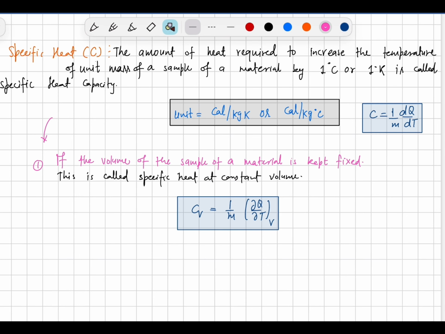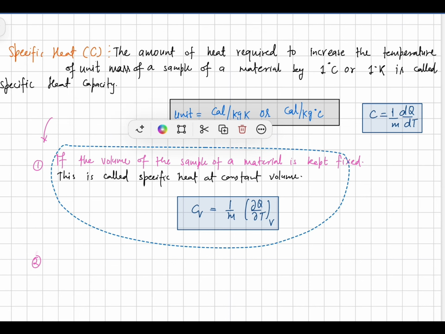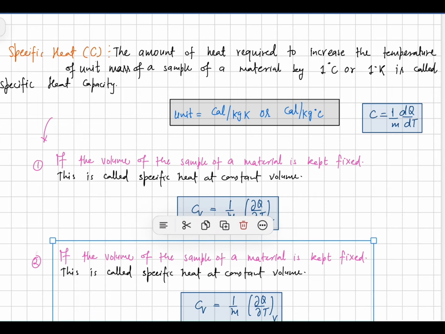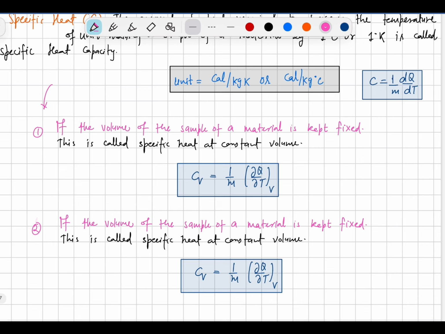The second case is if the pressure is kept fixed. If the pressure of the gas is kept fixed, just change the volume to pressure. If the pressure of the sample of a material is kept fixed, then the specific heat is called the specific heat at constant pressure.